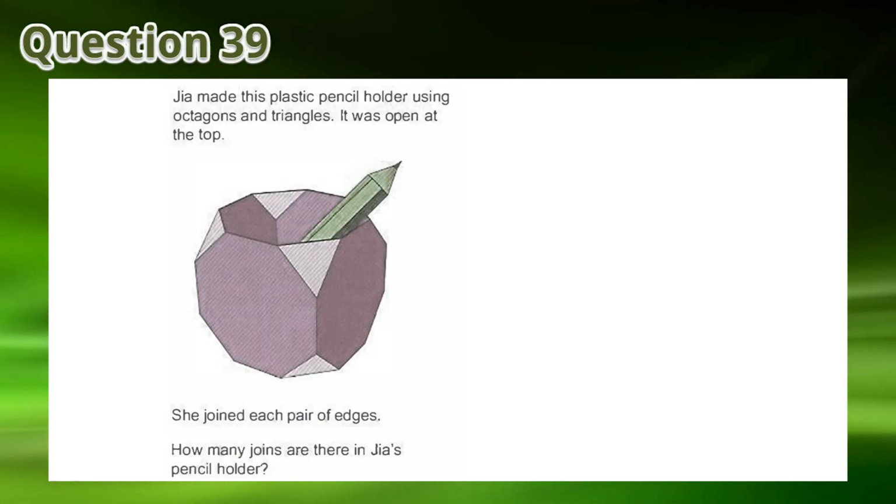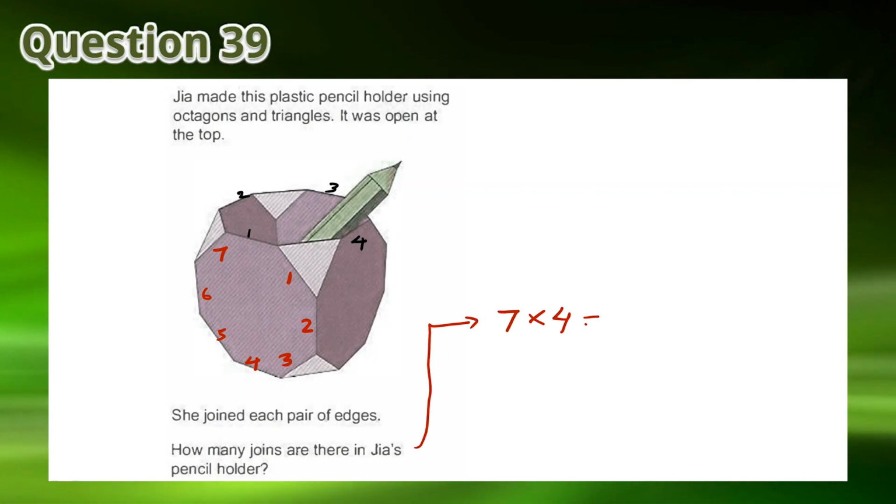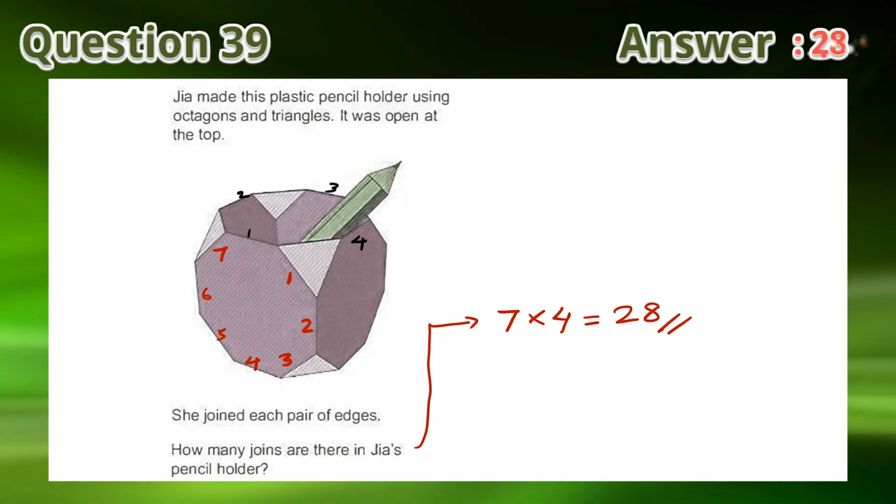On one face, there are 7 vertices, and altogether there are 4 faces. This means that altogether you will need 28 joins in Gia's pencil holder.